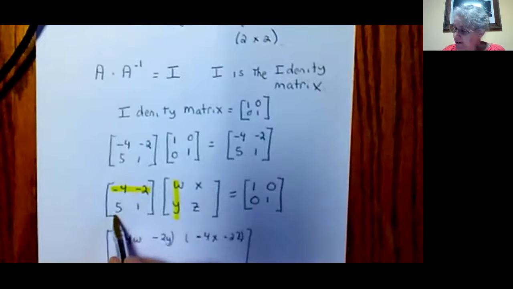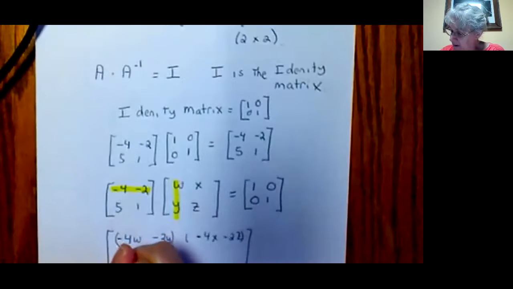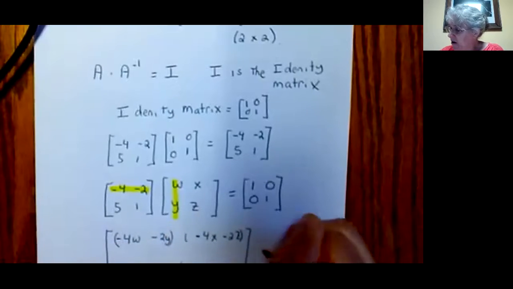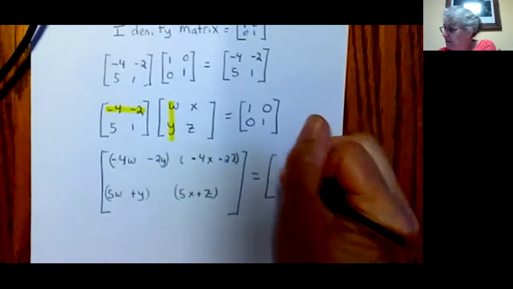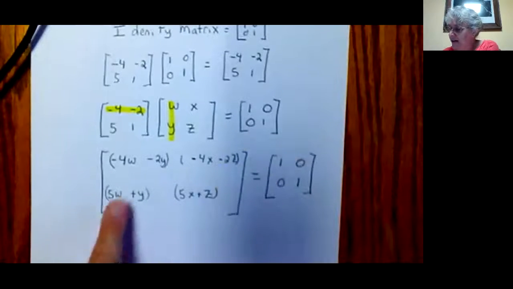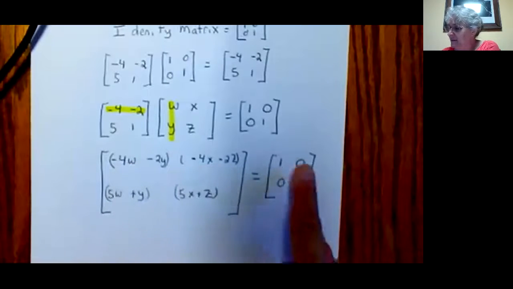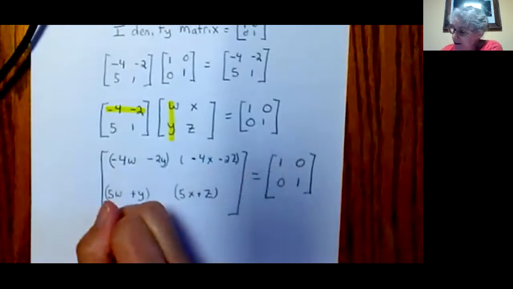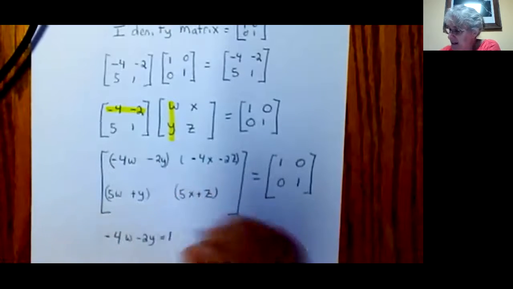Now we're going to do the same thing down here. We're going to take 5 and 1 times W and Y, and we get 5W plus Y. And then we end up with 5X plus Z. Okay, all this is going to equal [1, 0; 0, 1]. Well, now we know, okay, so we got a 2 by 2 equal to a 2 by 2. This element is going to equal this element. This element is going to equal this element. And we're going to end up with basically a system of equations. And don't freak out.